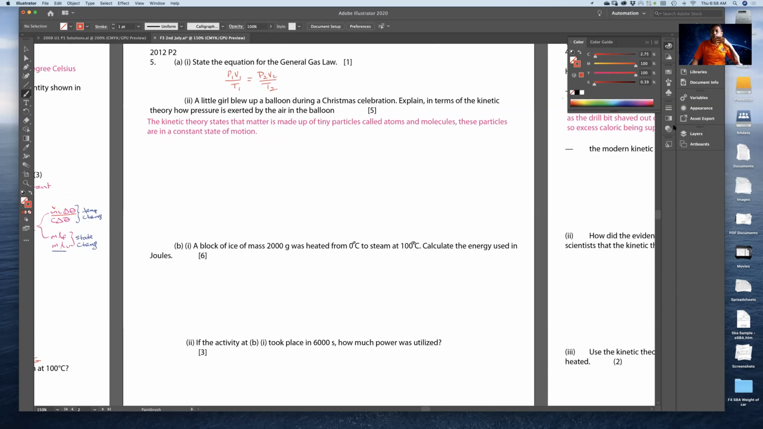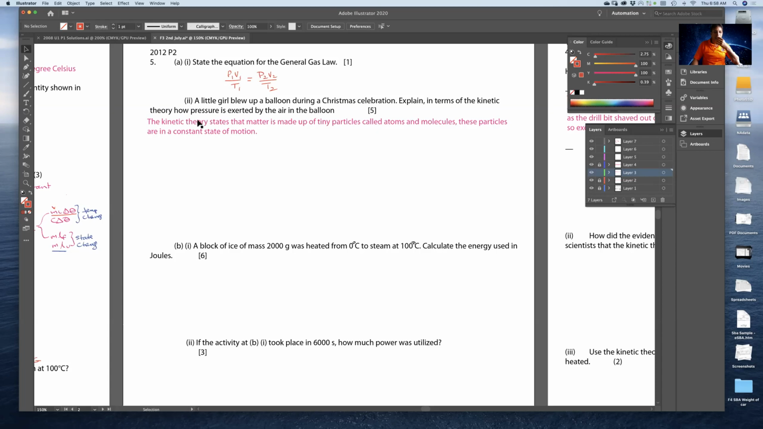a girl blew up a balloon. A girl blew up a balloon during the Christmas celebration. Explain in terms of the kinetic theory how the pressure is exerted by the air in the balloon.